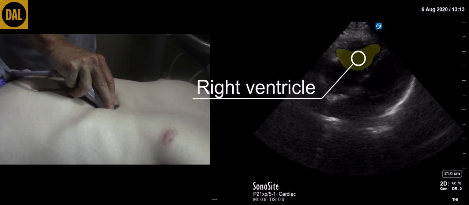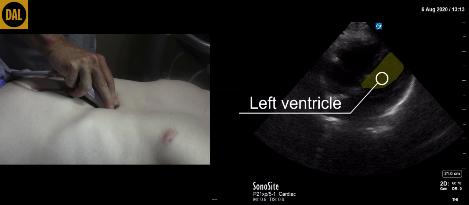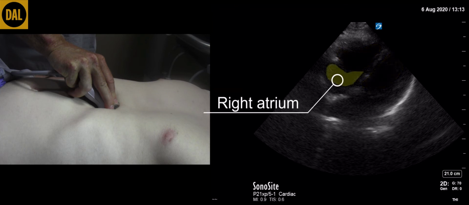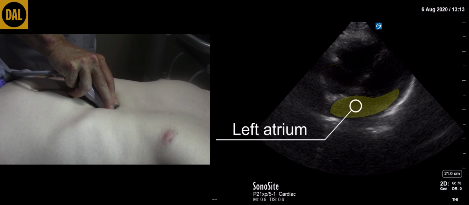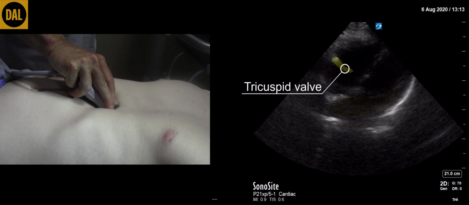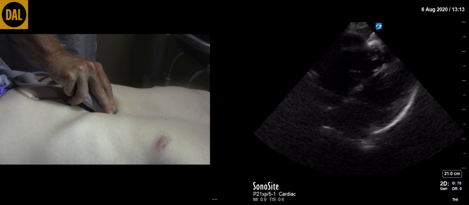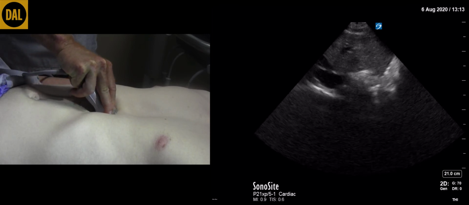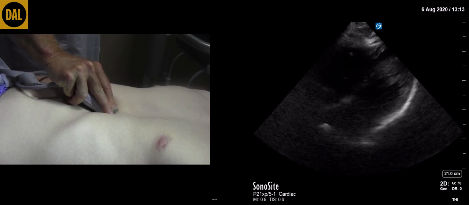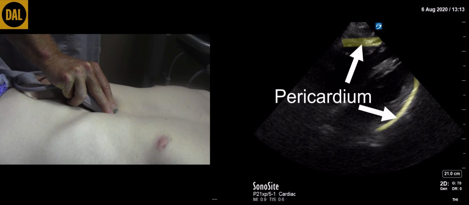Identify the right ventricle, left ventricle, right atrium, left atrium, tricuspid valve, mitral valve, and septum. Then tilt the transducer posteriorly and anteriorly to fully sweep through the heart to assess the pericardium for the presence of fluid.